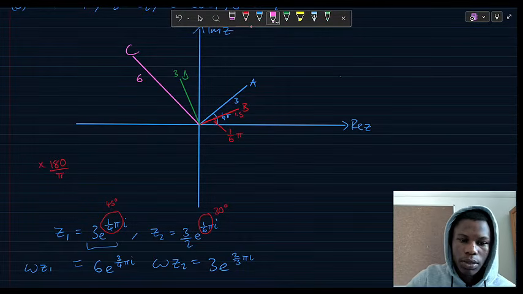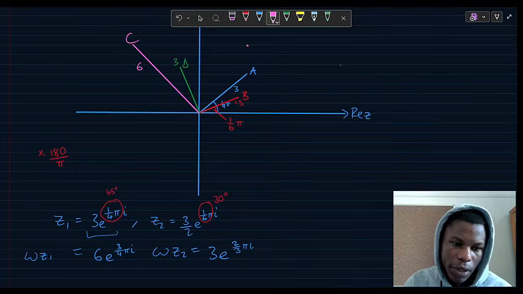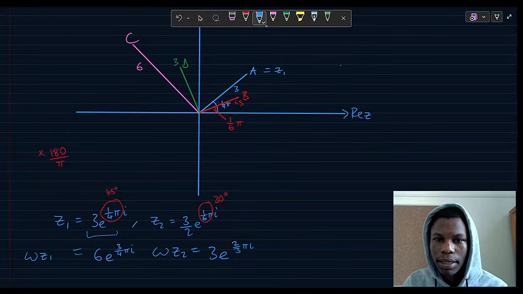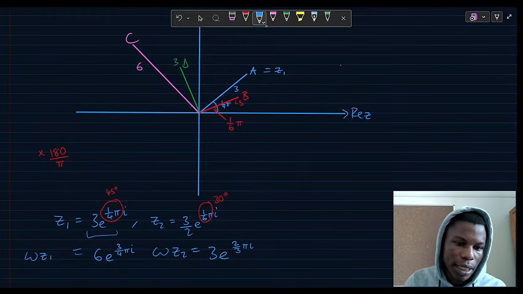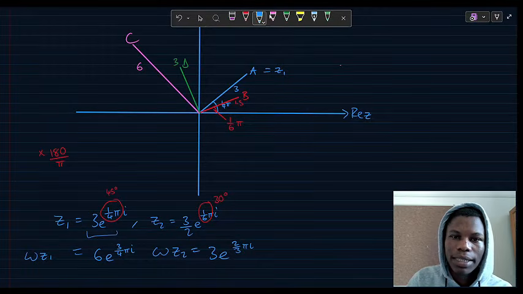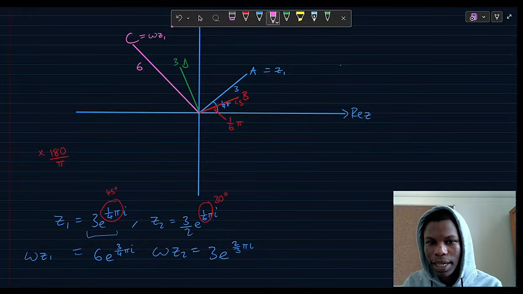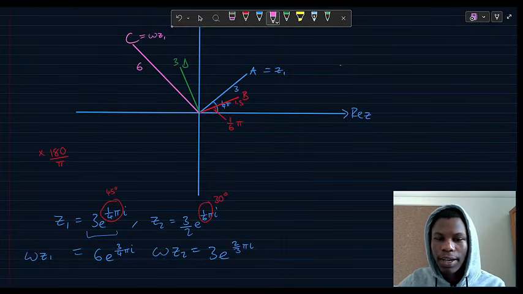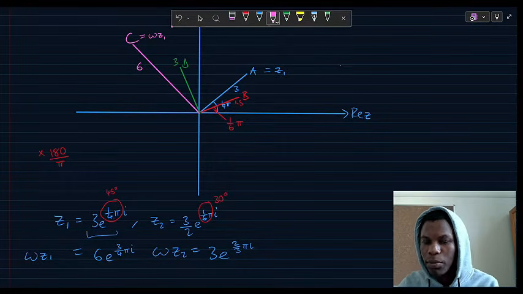Okay. So let's analyze our diagram here. What has happened? If you look at Z1, Z1 is the point A, right? This is equal to Z1. And then what happened to A when we multiplied it by omega? So we're looking for omega Z1. Omega Z1 is point C. So first, let's check the length of A. Initially, the length of A was 3. But when we multiplied it by omega, its length doubled in size. So it was stretched by 2 or enlarged by a scale factor of 2.